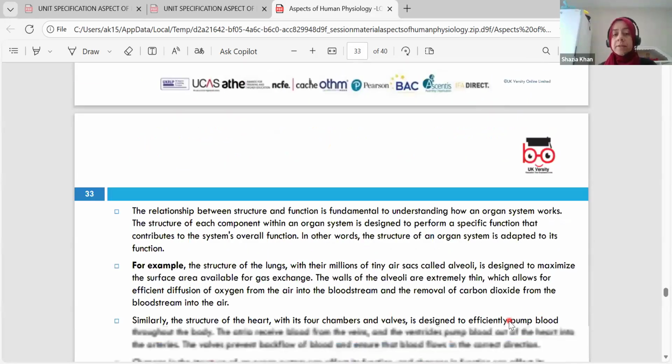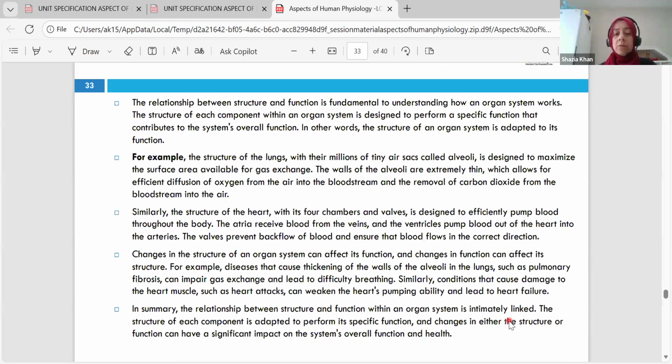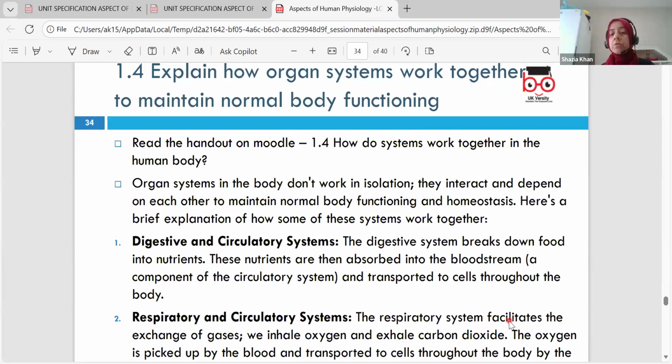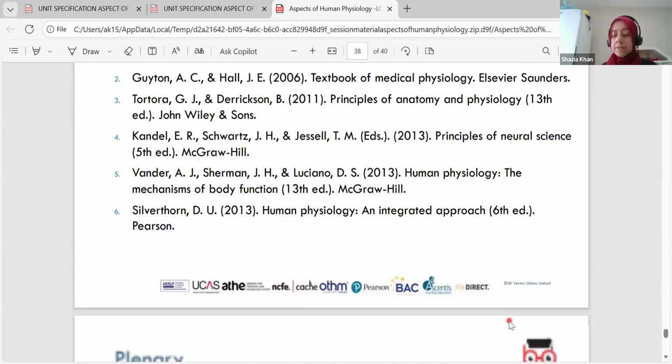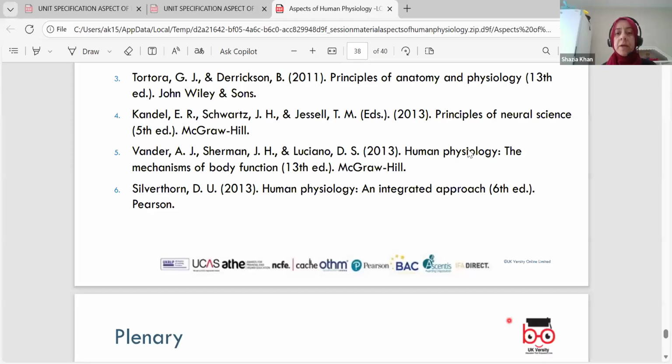So this is all in detail what I've just talked about. Read the handout on your Moodle page, How do systems work together in the human body? So you'll have more idea about it. These are some of the references that we have. I'll stop sharing this. I'll share the second learning outcome with you in just a minute.